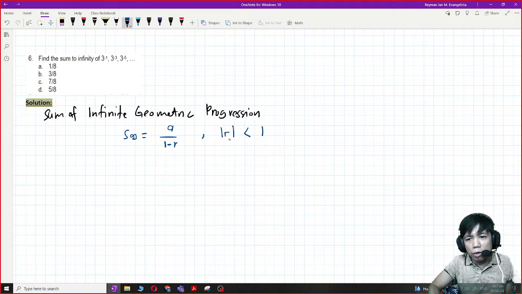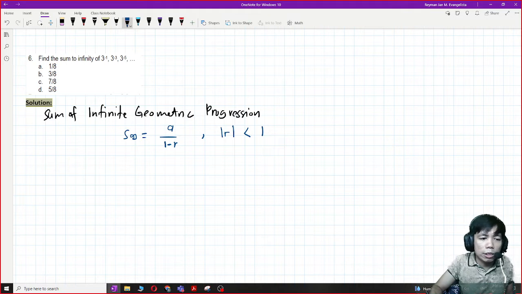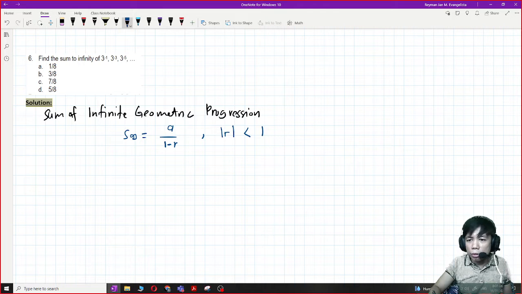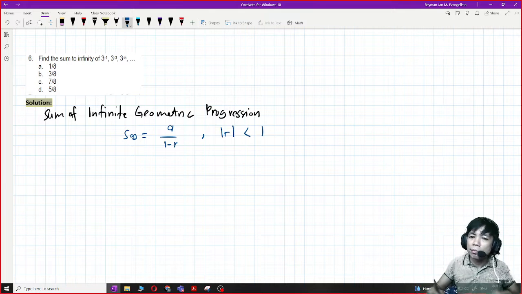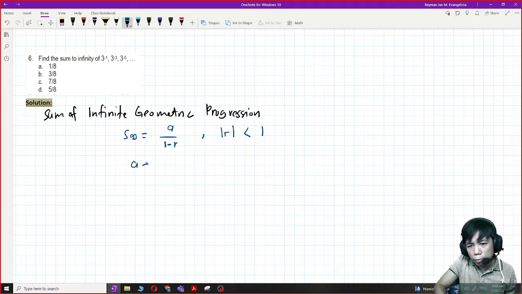Pero sa guys, negative saka positive yung r. Basta yung absolute value niya is less than 1. Okay? Pag hindi niya ito nasatisfy, hindi siya mag-converge. No? Wala siyang magiging sum. Okay? Ayan. So, di ba ano yan eh? Parang ganito na yung a plus ar plus ar squared. No, yan yung magiging sum mo dyan eh. Okay?